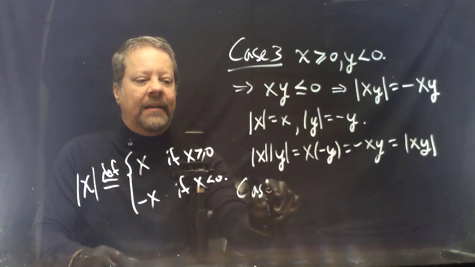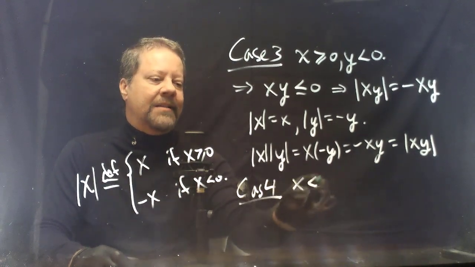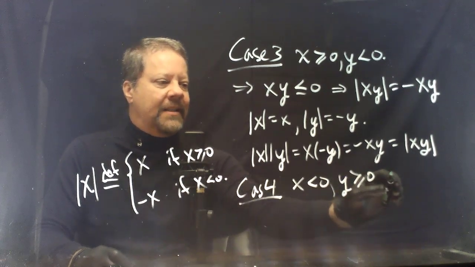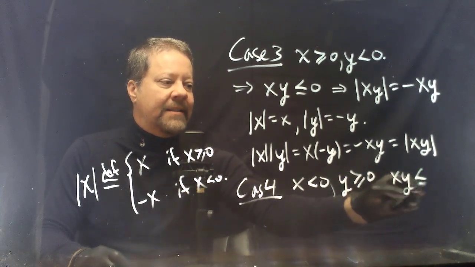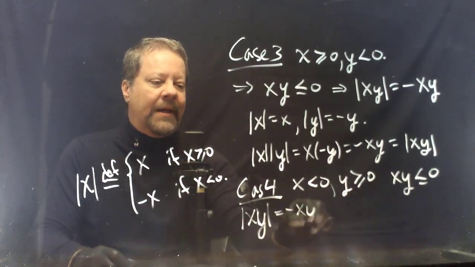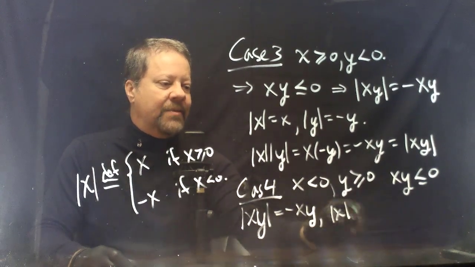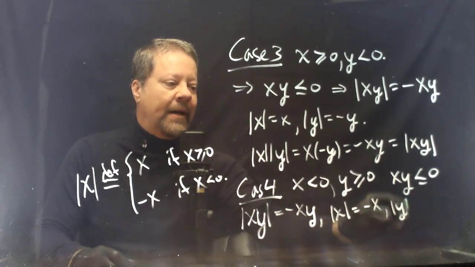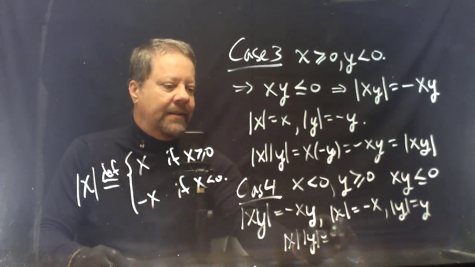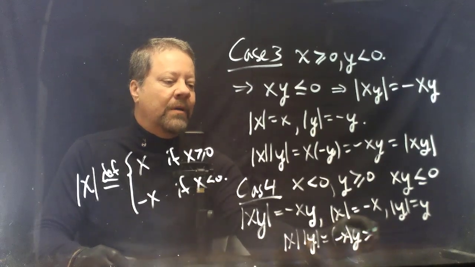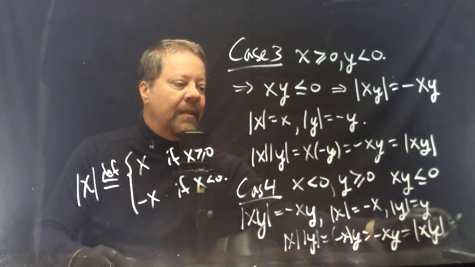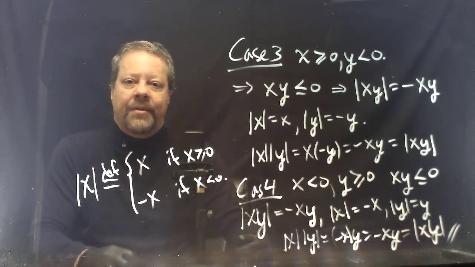That leaves only case 4 to deal with, where x is less than 0 and y is bigger than or equal to 0. So in this case, xy is less than or equal to 0, so the absolute value of xy is negative xy. The absolute value of x will be negative x. The absolute value of y will be y. So the absolute value of x times the absolute value of y is negative x times y, or negative xy, and that's the absolute value of xy. We've exhausted all cases, so the theorem is true.